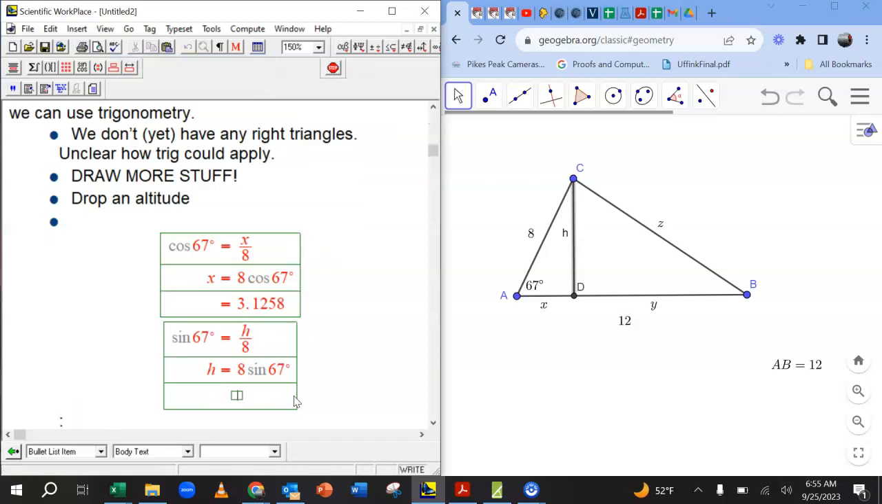Okay, now that should be rather bigger because it's the long side of that triangle. 67 degrees is bigger than 45. And so H is the long side. So that's all passing some reality checks. Okay. So now, how do we finish this off?